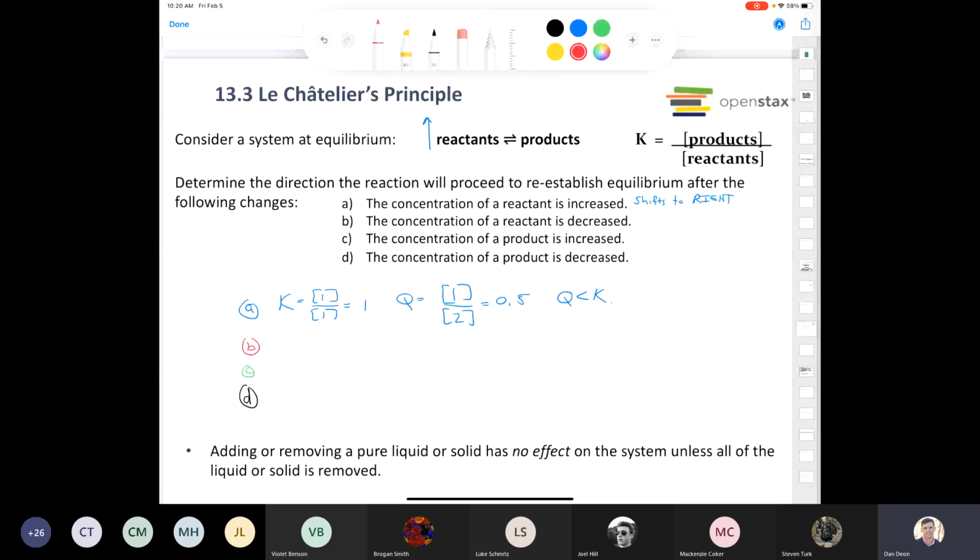It says if the concentration of a reactant is decreased. So if this drops, I'll go over the scenario one more time with you. Imagine you have your K, which is equal to 1. In this case, if the concentration of the reactant drops, then you would have a higher concentration of products than reactants. So let's say your Q is equal to 2, and these are just numbers that I'm throwing in there. That would mean that your Q is greater than your K. And so the reaction is going to shift to the left in order to reestablish equilibrium.